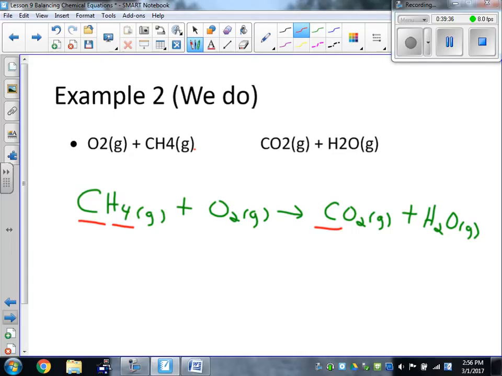H4, so 4 hydrogens. How many hydrogens do I have over there? 2. How am I going to make 4? Times it by 2, right? Put a 2 in front of it. We can't change anything else, remember. We have to put numbers in front. So I'm going to put a 2 here. Is that 4 hydrogens now? If you want, you can do the same thing I'm doing. You can check them off as you go. It's up to you. After a while we probably shouldn't underline everything, but if you want to keep track, that's fine.